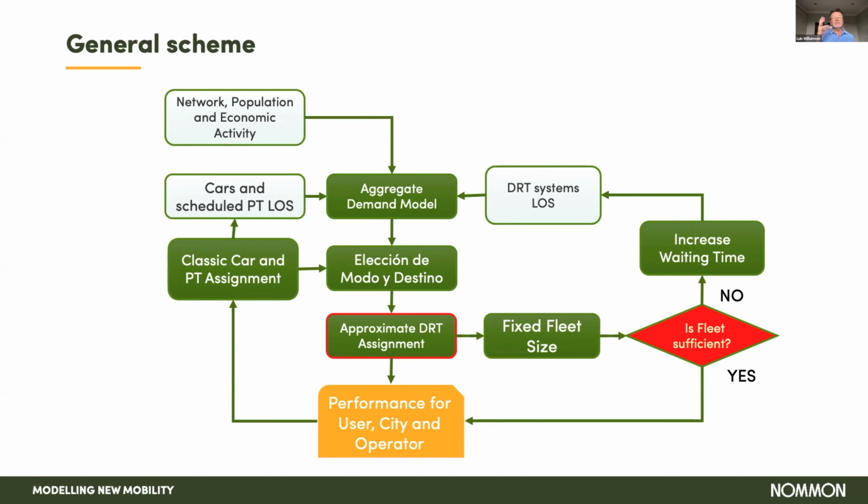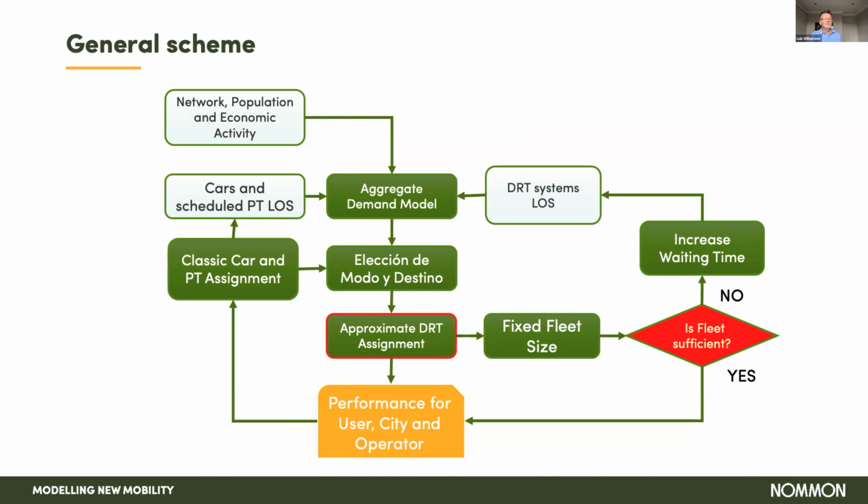We start with an estimate from thin air of the level of service that a demand responsive transit will offer. And we have the normal cars and scheduled public transport level of service standard there, again, an initial value. And then we go to choice of mode and destination and an approximate demand responsive transit assignment and the corrections, which I mentioned before. And this results in a fixed fleet size. We check whether the fleet size is sufficient to deliver the assumed level of service. And if it's not, we increase, for example, waiting time. So we then run the system again with an increased waiting time.